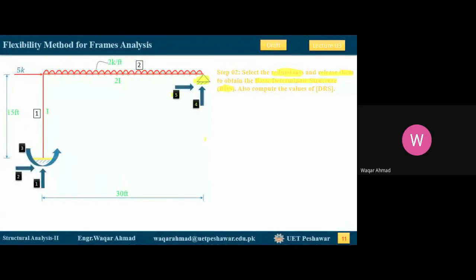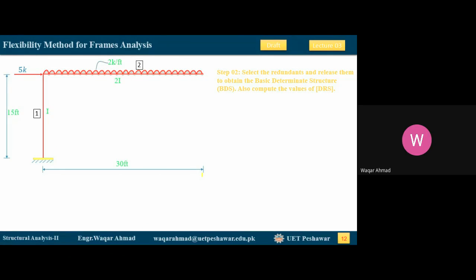So let's do this. I choose these 4 and 5 as my redundants, and I release them. It means that the support from here vanishes. There is no support now at this C. At C now we don't have any support. This is now our structure which we have obtained by releasing the two extra unknowns.